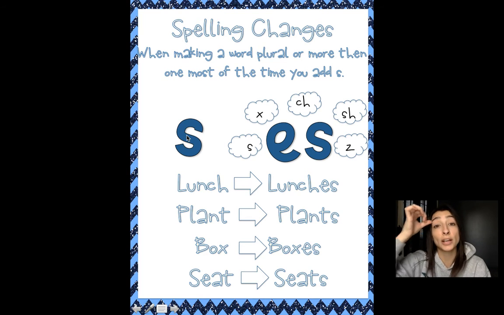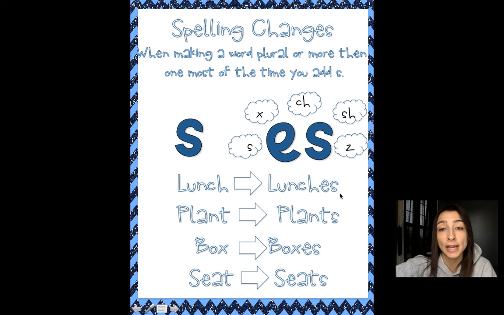So when you're looking at your words, I want you to think, does this word end with an S, X, CH, SH, or Z? Let's take a look at some of our examples. We have the word lunch, and I see that it ends with a CH. So I know I have to add an ES to the end. It goes from lunch to lunches.